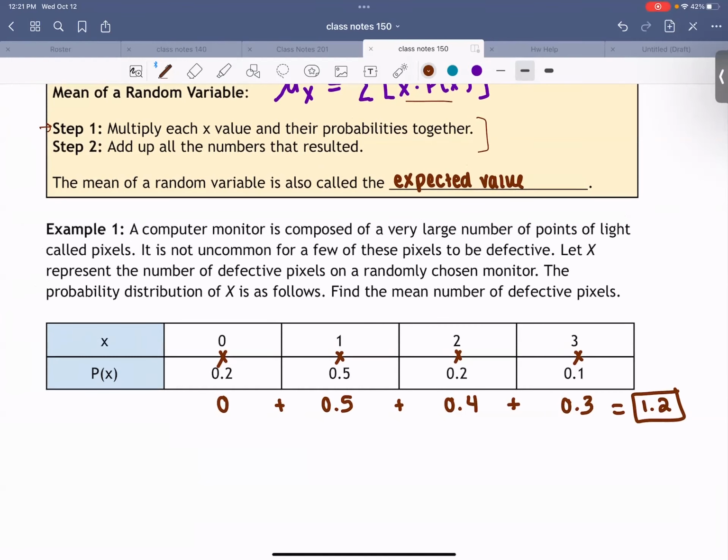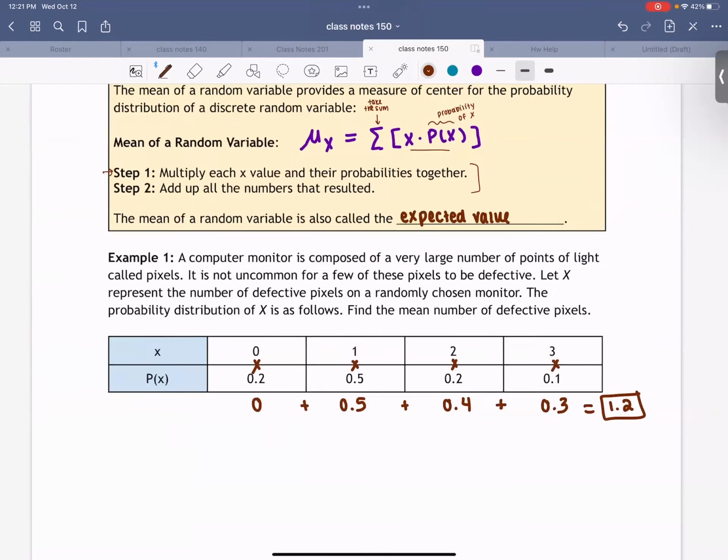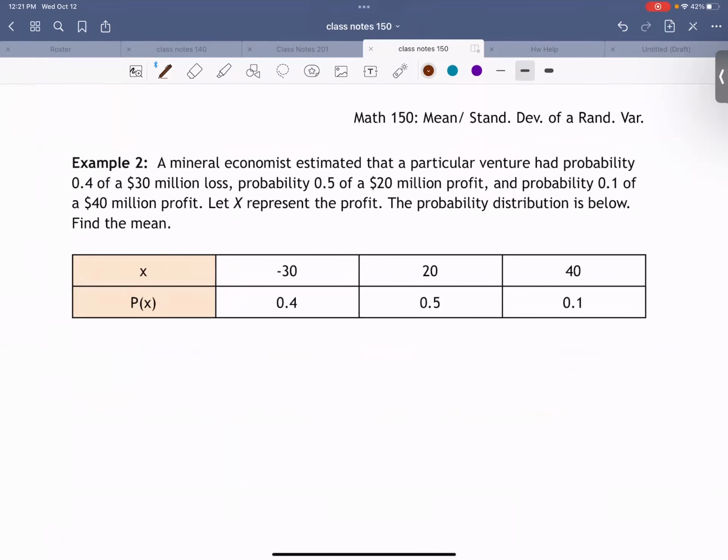Any questions on example 1? All right, I know the formula looks weird, but the process isn't actually that bad. I'm going to give you a few moments to work on example number 2, and we'll come back in a little bit. Here, we have a mineral economist, which is a really cool job. I don't know what they would do, but I think it sounds pretty cool.